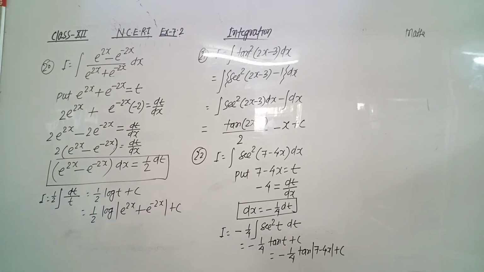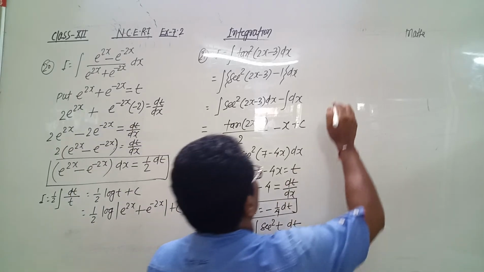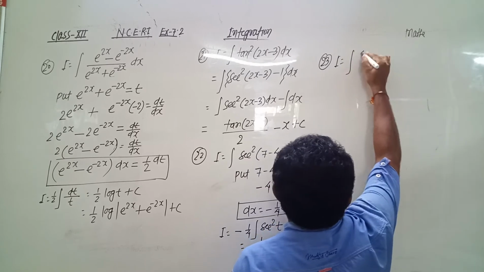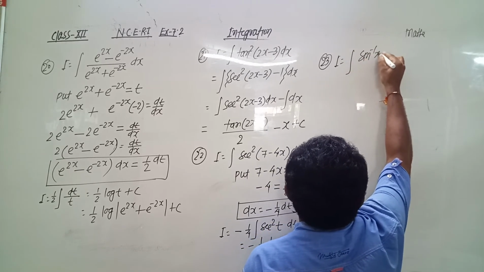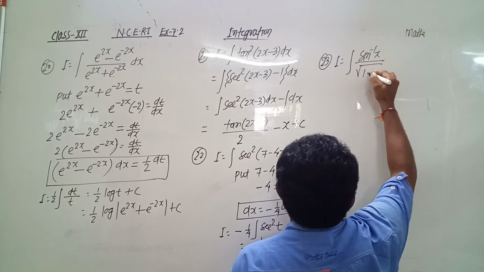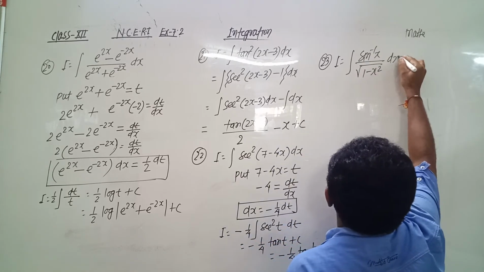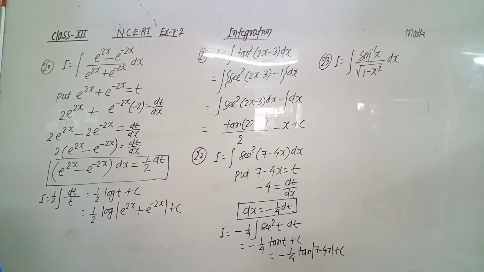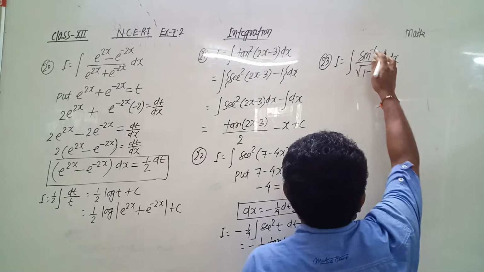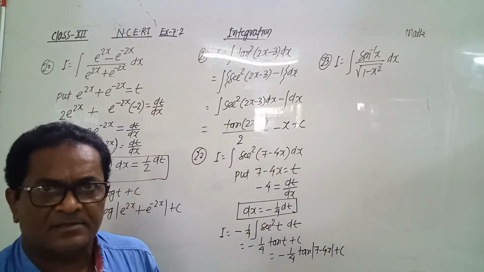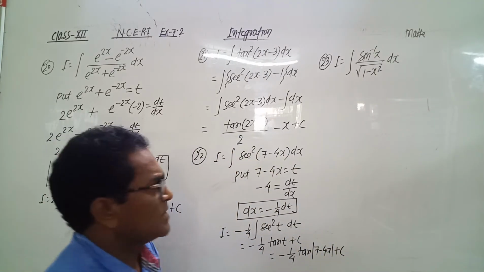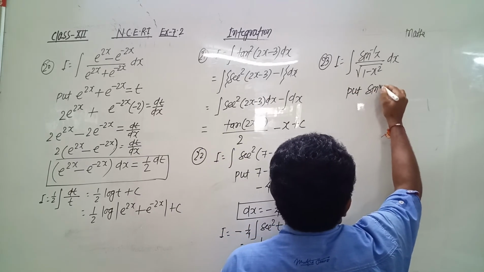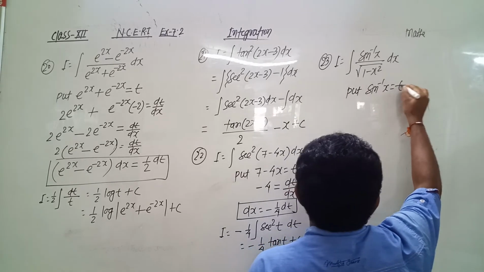Question number 23. I equals integration of sin inverse x upon under root of 1 minus x square dx. So we know differentiation of sin inverse x is 1 upon under root 1 minus x square. So put sin inverse x equals t.